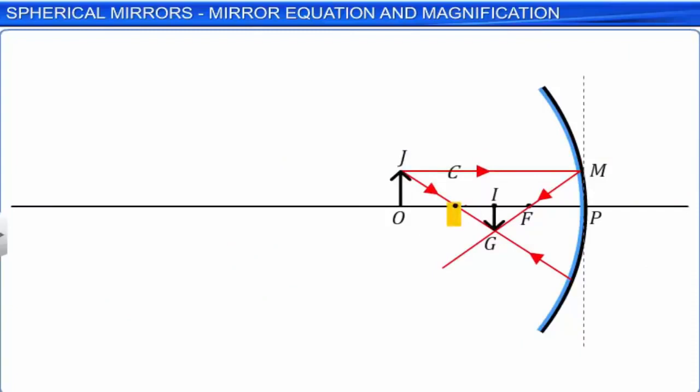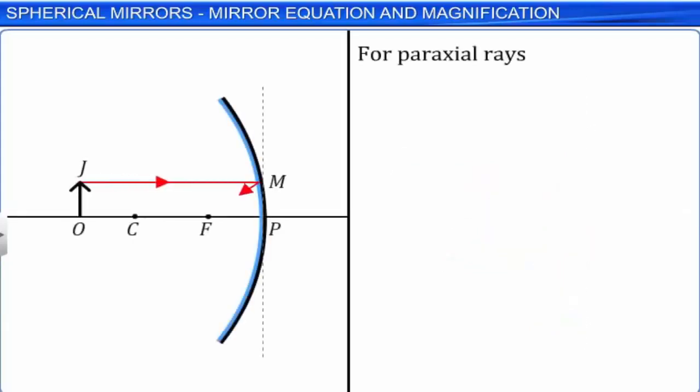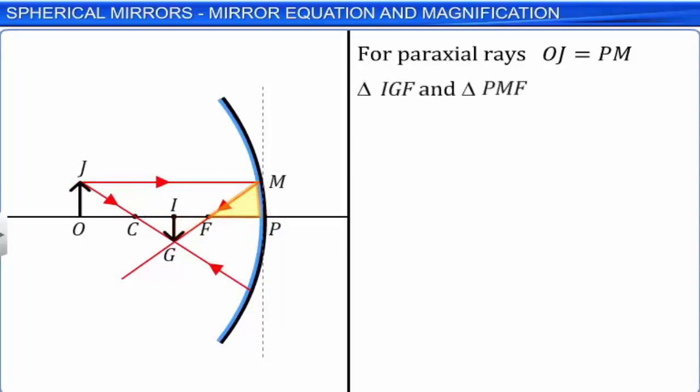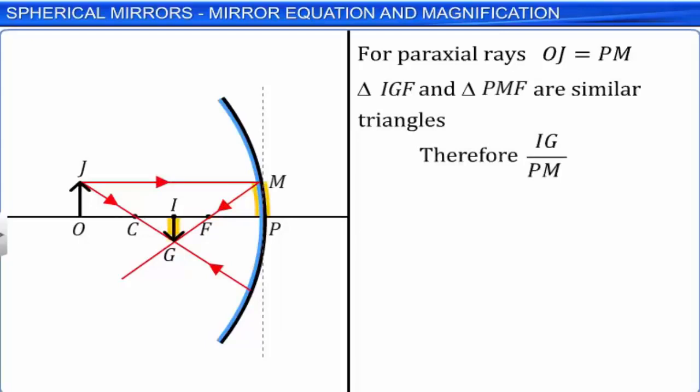Let us derive the mirror equation for a specific case where the object is placed beyond C of a concave mirror. Let OJ be the object and IG be its image. If only paraxial rays are considered, M must be very close to P, and hence PM can be treated as a straight line. And OJ is equal to PM. Now observe the ray diagram. As triangles IGF and PMF are similar, we can write IG by PM is equal to IF by PF.